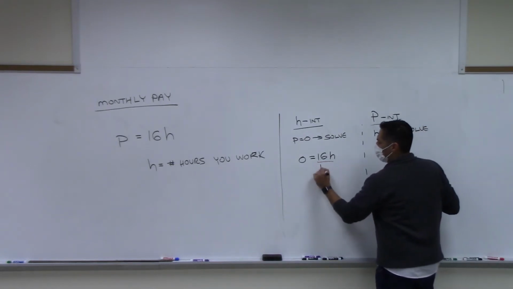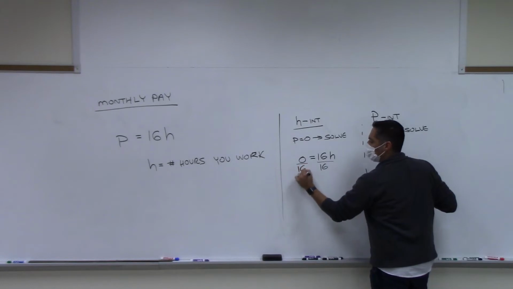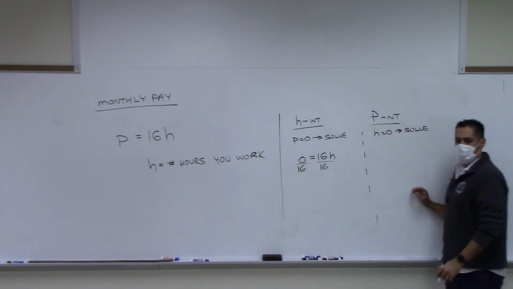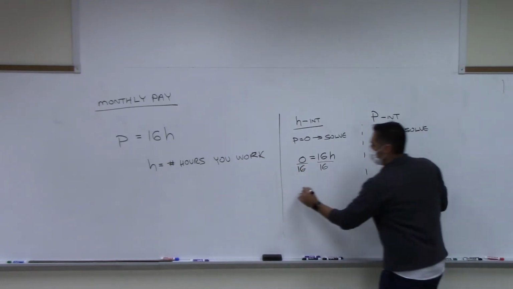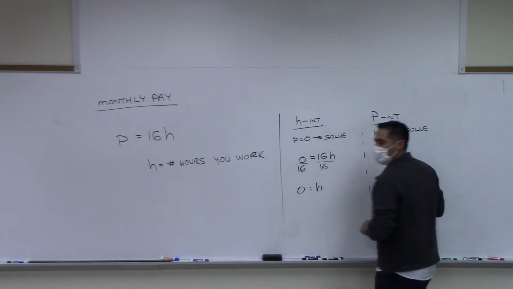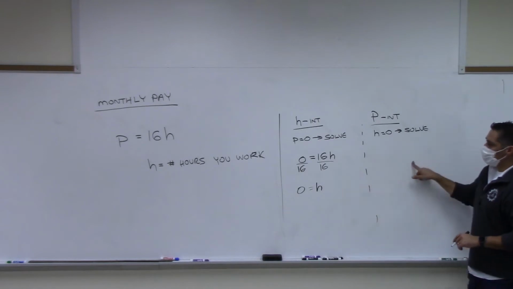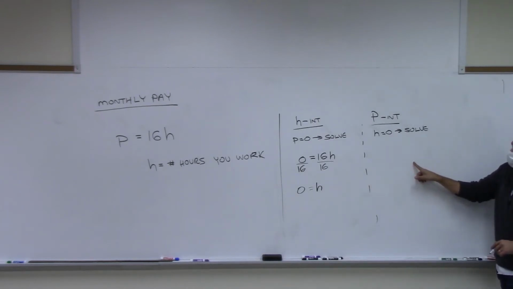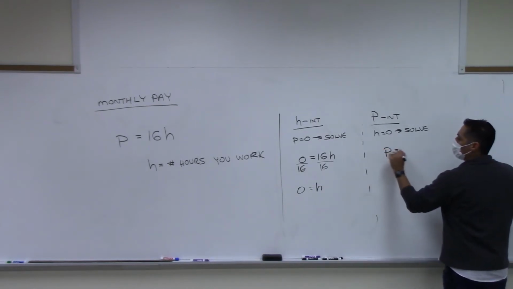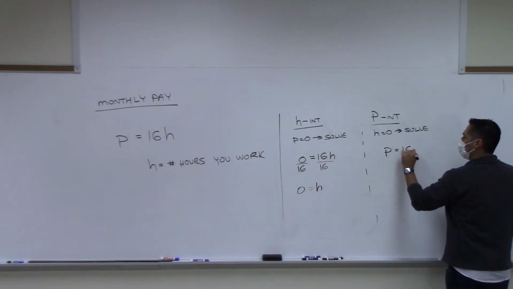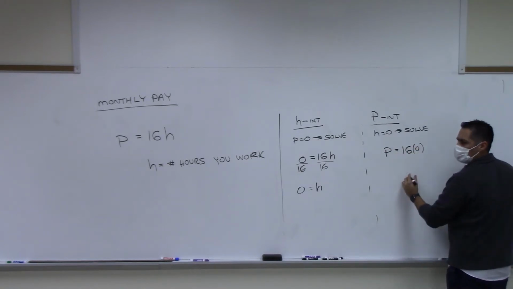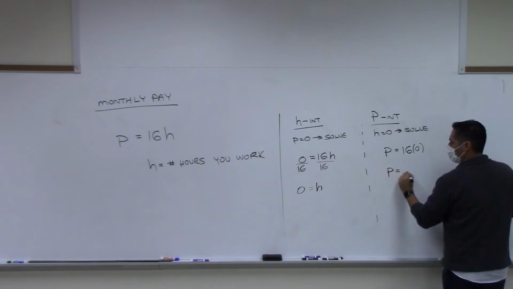Yeah, divide 16 still. Divide 16. What is 0 divided by 16? 0, right? 0 equals h. That is my h-intercept. Over here, I have to set h to 0, so I get p equals 16 times 0, right? Which gives me what? P is 0.